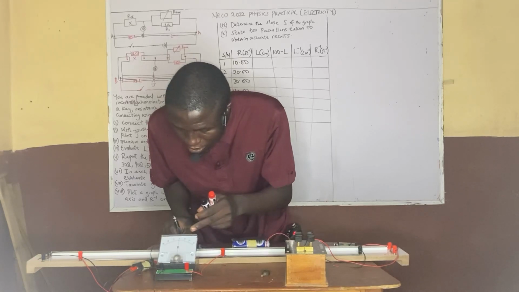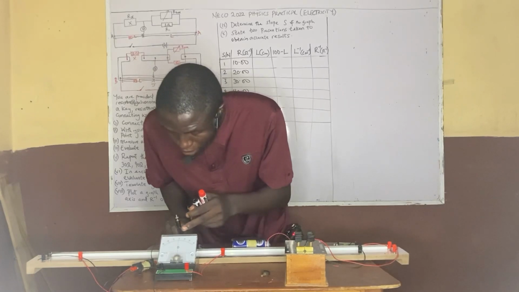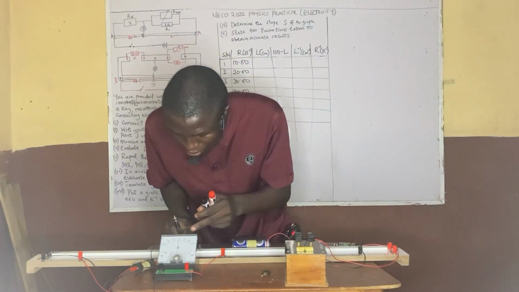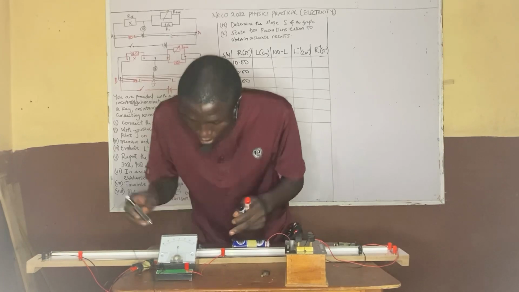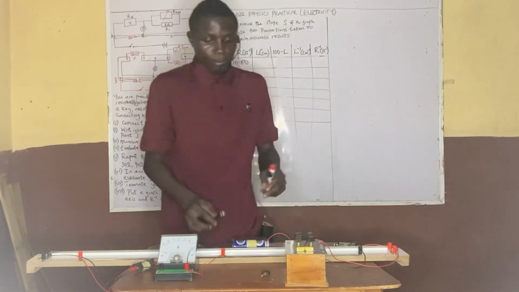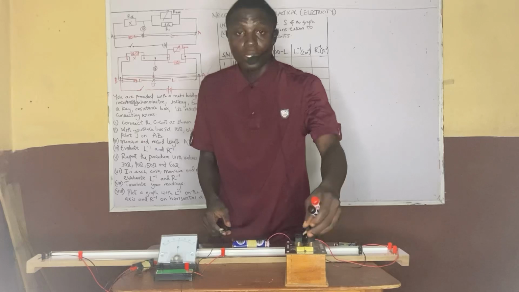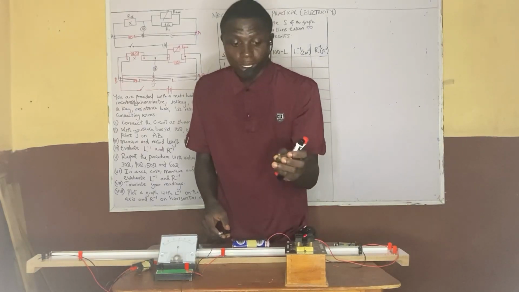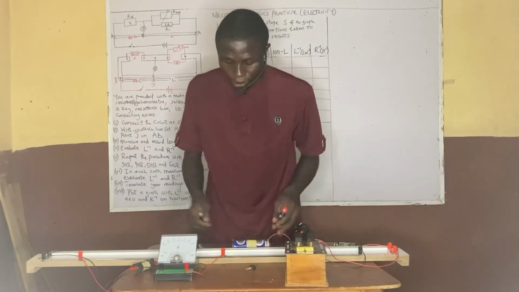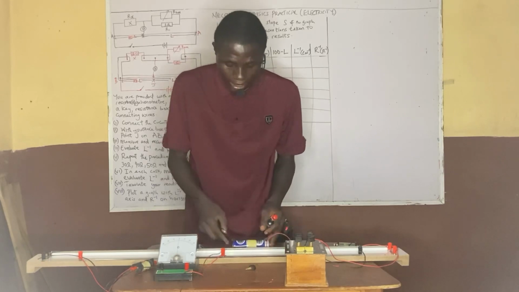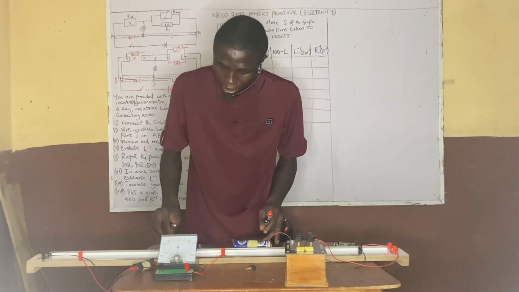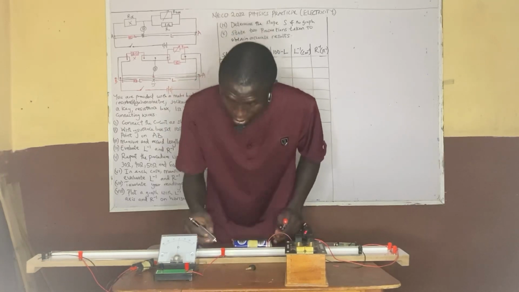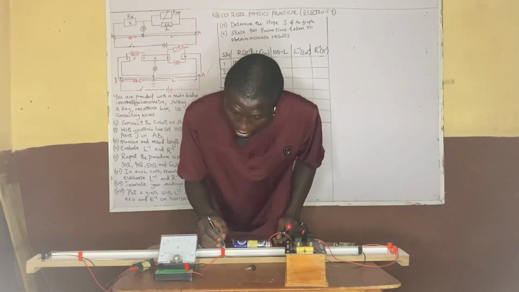I'll read the point. You have to be careful to have the deflection at 0. So now I have set my resistor box to 10 ohm. Now I will ensure that everything is intact. Now I'll plug in my battery. Now let me insert the key and read. You can see there's a deflection.